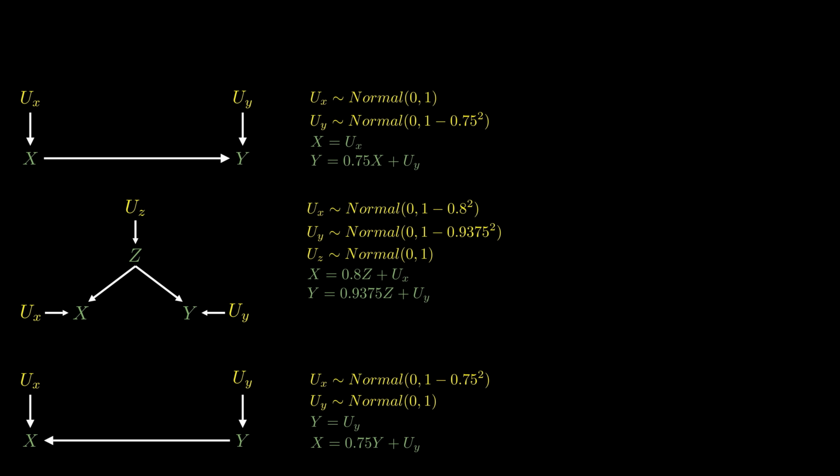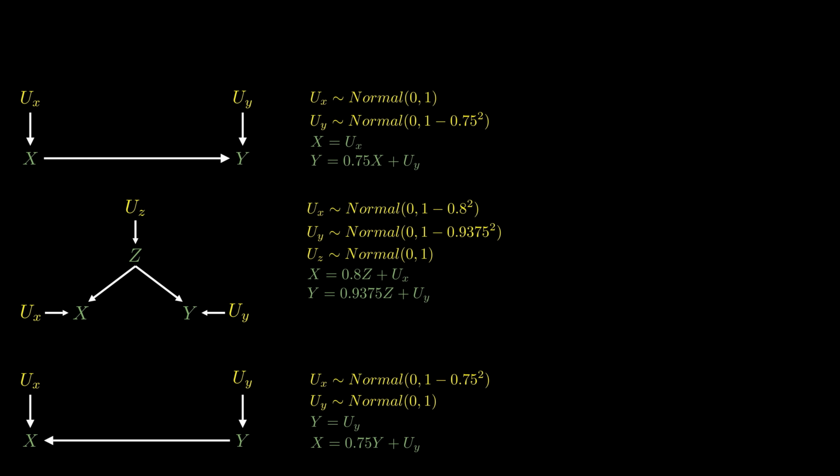If we take the first causal model as an example, notice what it stipulates. It assumes that ux has a normal distribution with a mean of 0 and variance of 1. uy has a normal distribution with a mean of 0 and variance of 1 minus 0.75 squared. X and ux are identical, and y equals 0.75x plus uy.